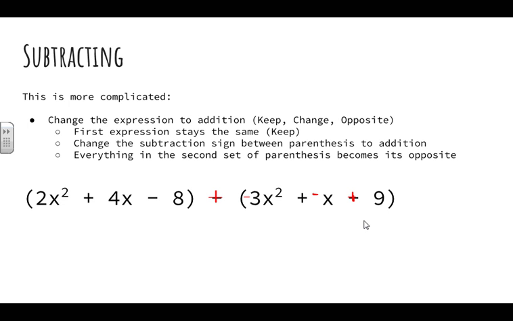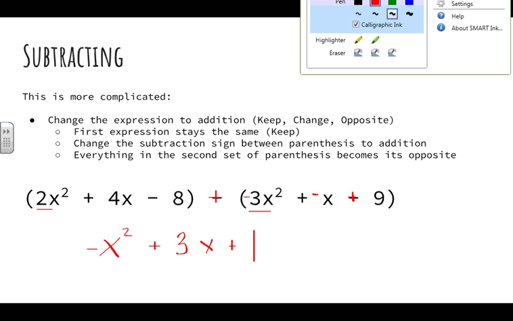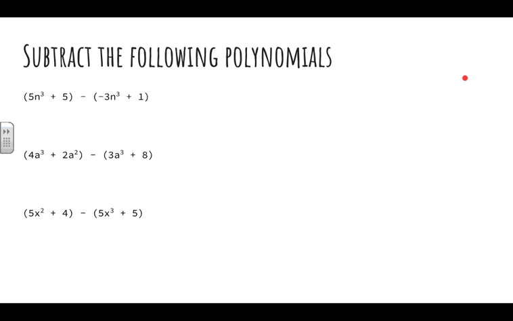All right. So now we can combine our like terms. 2x squared plus negative 3x squared is negative x squared. 4x plus negative x is 3x. And negative 8 plus 9 is 1. So the answer is negative x squared plus 3x plus 1. Let's do a few more just to get the hang of it.